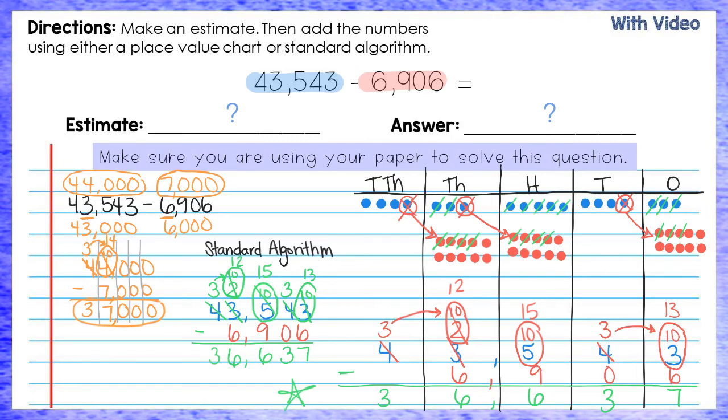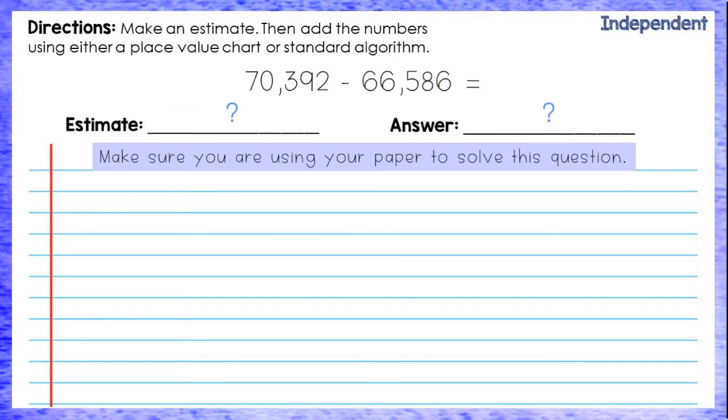Great job. That is the exact same answer that we came up with in the place value chart, which is close to our estimate of 37,000. So make sure that your estimate is written here and your answer that we got is written here, and type those into your slide. Pause the video to do that. For the independent problems, I'm going to help you estimate, and then you can continue to answer on your own. Write the problem on your paper. Pause the video to do that.